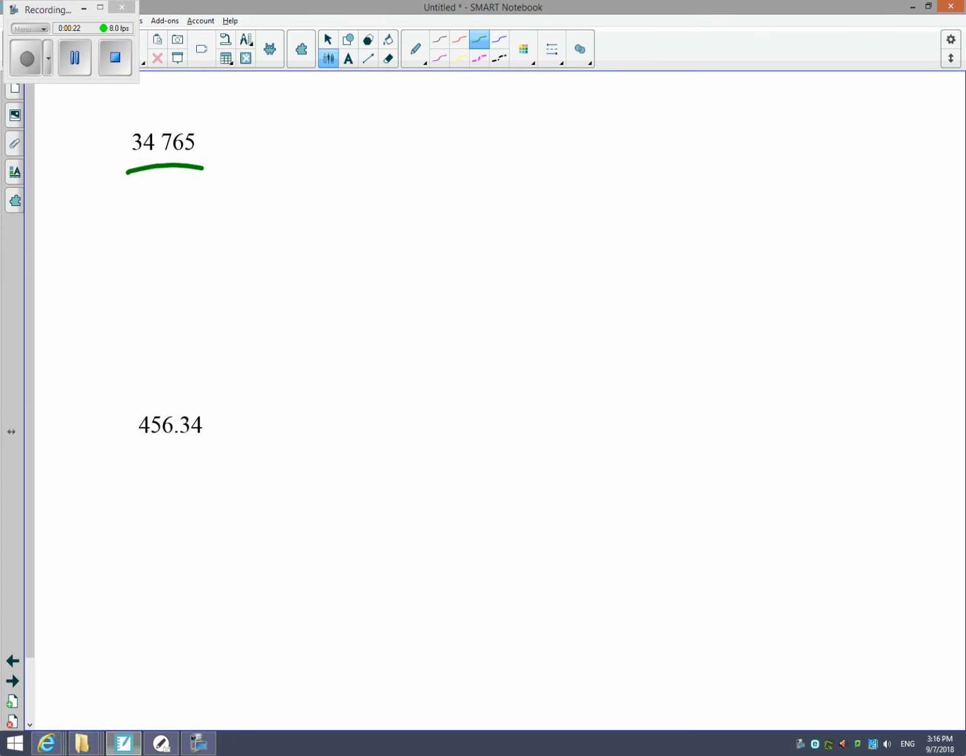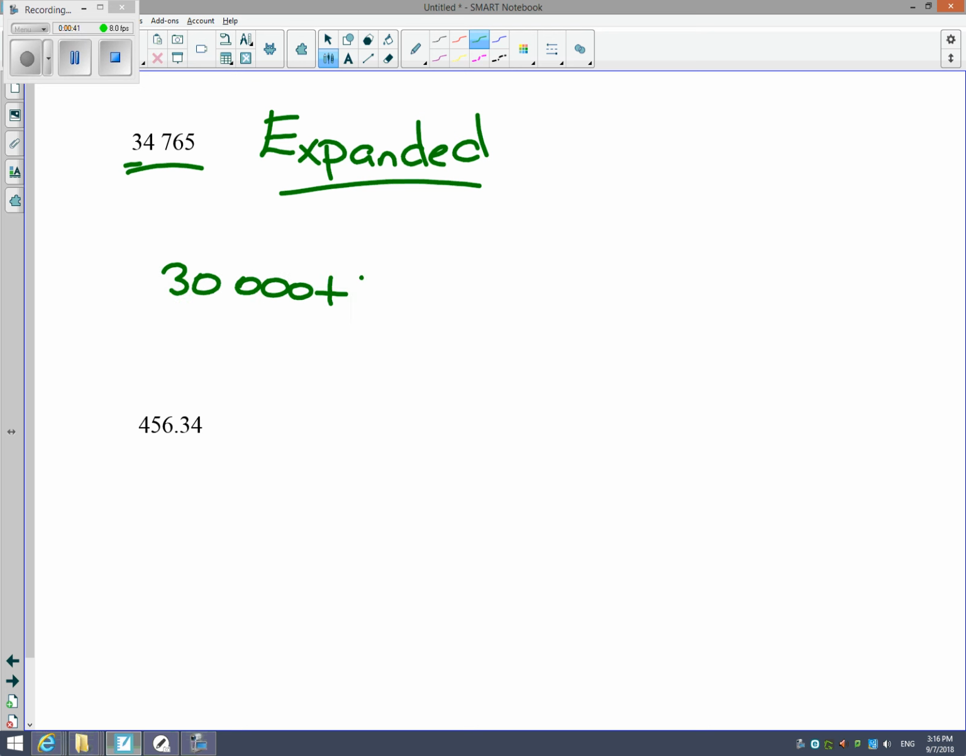34,765 was just in expanded form. Expanded, if you remember, just takes each number in its place value and uses the distributive property to break them all apart. So this 3 here we know is 30,000. Then we're going to add in 4,765. So that was the first way we were looking at it yesterday.